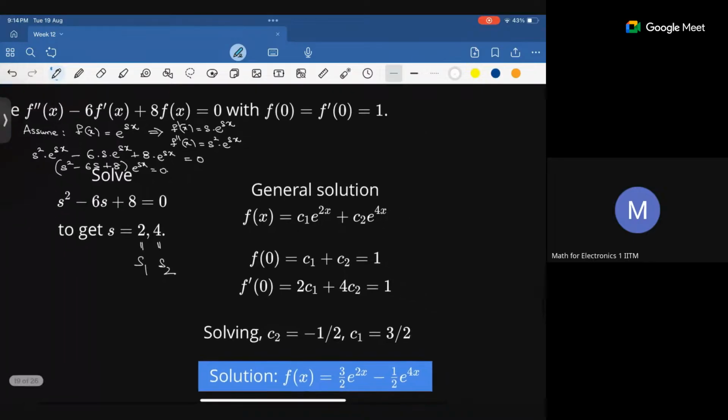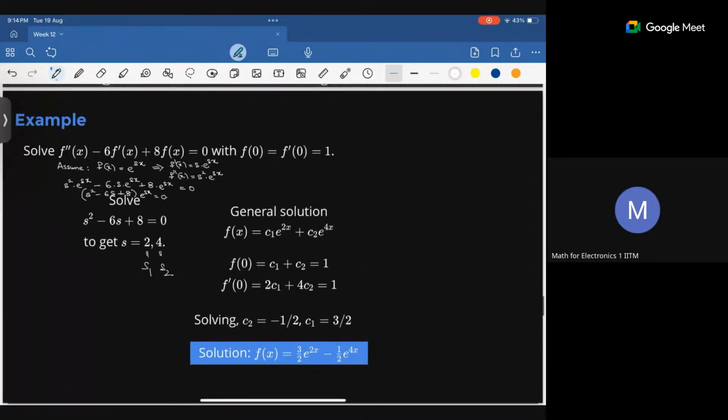So now the general solution that we have seen is c1 into e power s1x. Here s1 is 2. So c1 into e power 2x plus c2 into e power 4x. And we are yet to find c1 and c2. For that we'll take the help of the initial conditions. If you substitute 0 in this general solution, we'll have f of 0 to be c1 plus c2, and f of 0 is given to be 1. So c1 plus c2 should be 1.